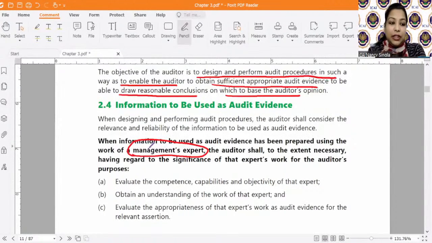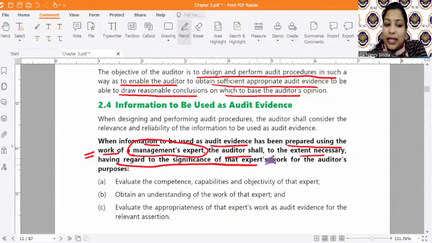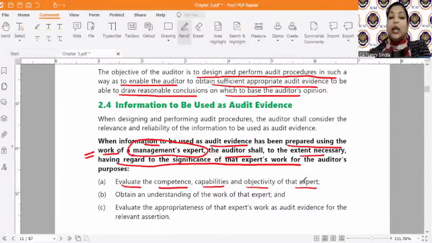So if the auditor, see what is mentioned here, when information to be used as audit evidence has been prepared using the work of a management's expert, the auditor shall, to the extent necessary, having regard to the significance of that expert's work for the auditor's purposes, what shall the auditor do? He shall evaluate the competence, the capability and objectivity of that expert. Before using the work of the management's expert, the auditor will see whether that expert is competent enough, is capable, and whether he is working objectively or not.